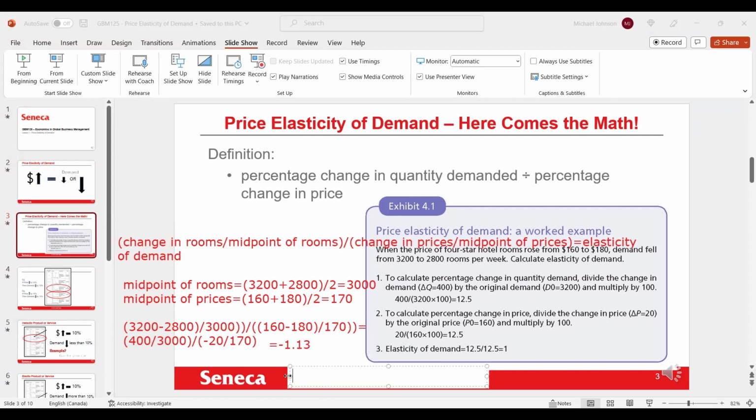So basically, for every 1% increase in price, the quantity demanded for rooms falls by about 1%. So that's how you would do that here. That's how you would calculate the elasticity of demand for this example.